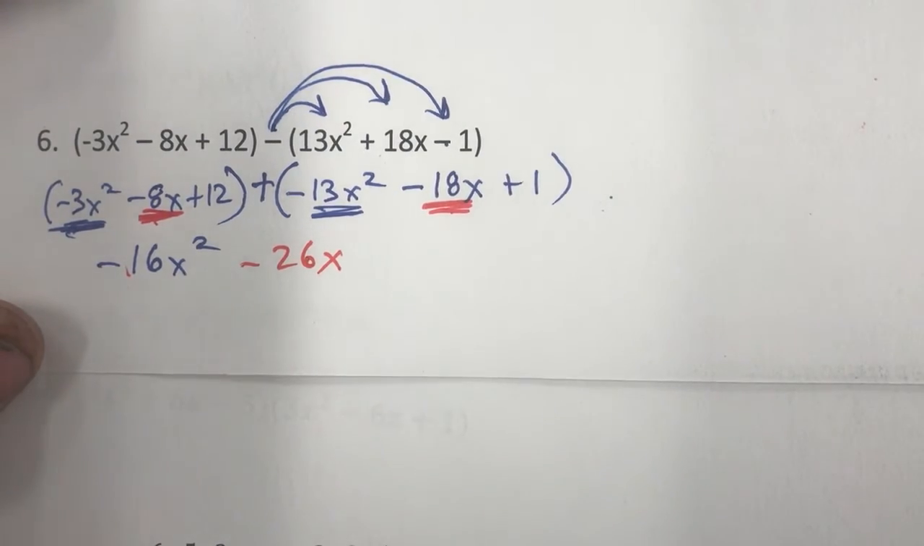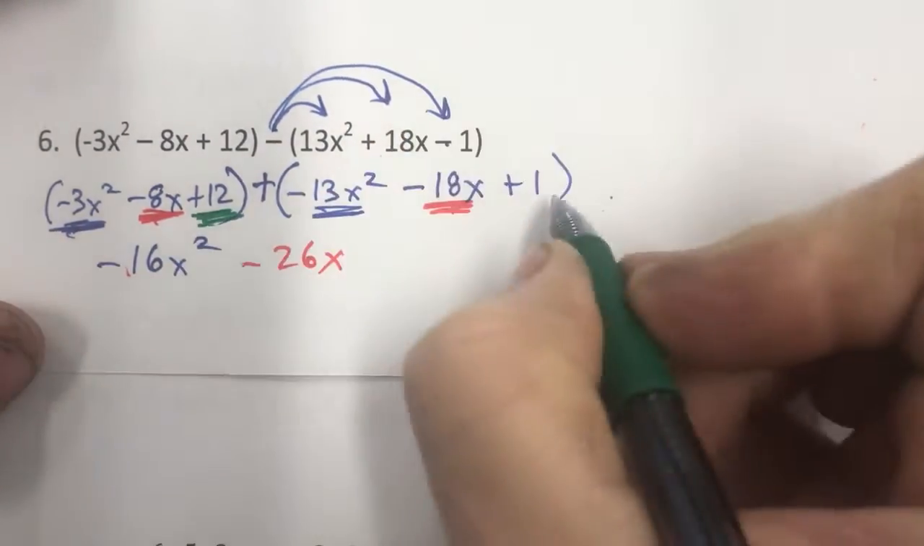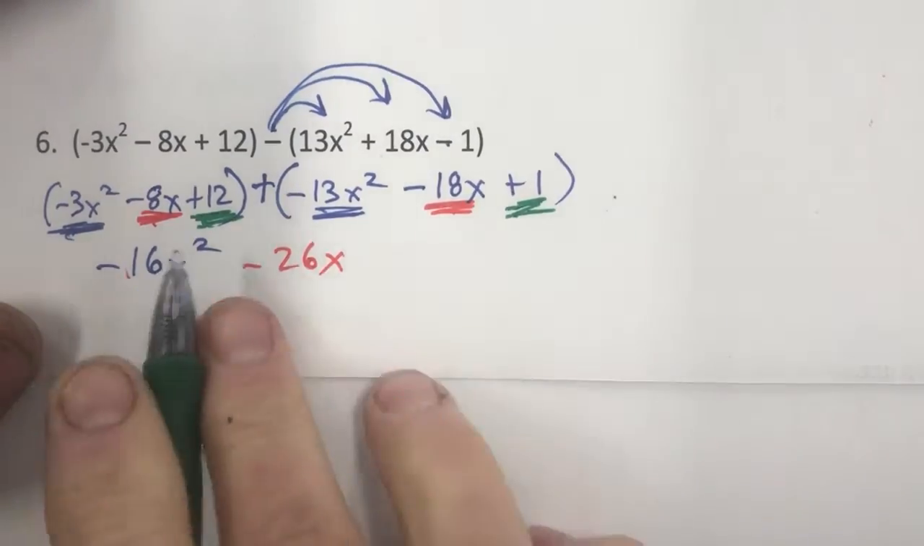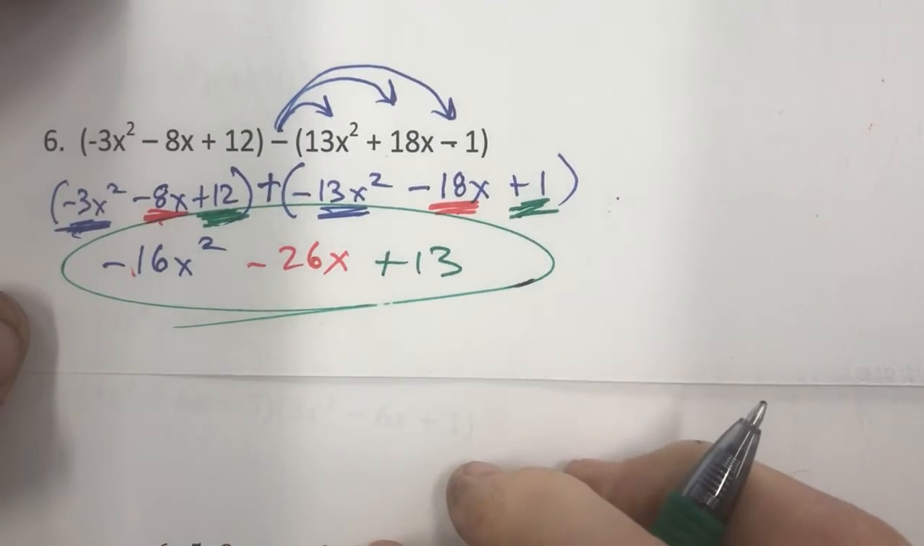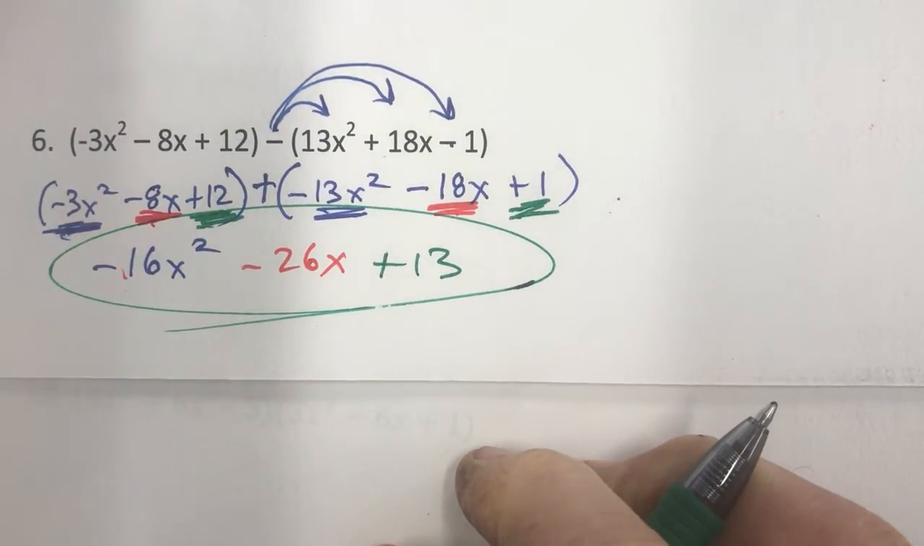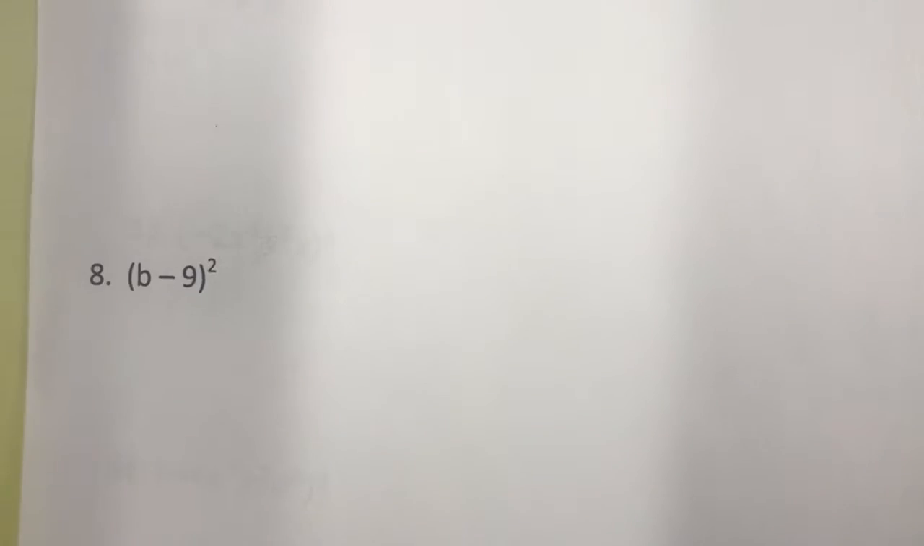All right, then I've got constants. Here's a constant 12. There's a constant 1. 12 plus 1 is 13. And there we go. Now this stuff we've kind of done before, so it should be okay. All right, number 7.